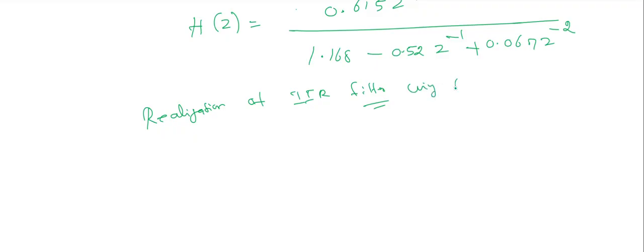Using that form, you know the coefficients, so the delay elements are two delay elements. Okay, you can implement the coefficients.